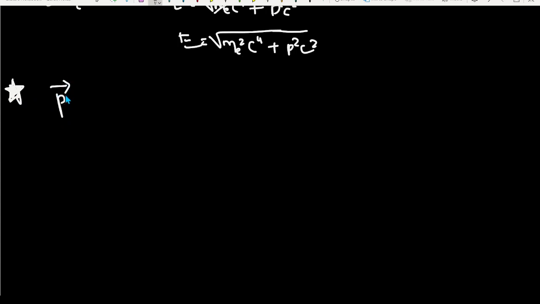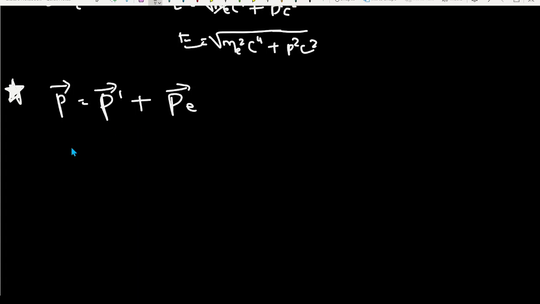Let P be the momentum of the photon before collision, and P dash the momentum of the photon after. The momentum of the electron is also involved. So this is the conservation of momentum: before collision P is the momentum of a photon, after collision this is the momentum of the photon, and this is the momentum of the electron in vector form.